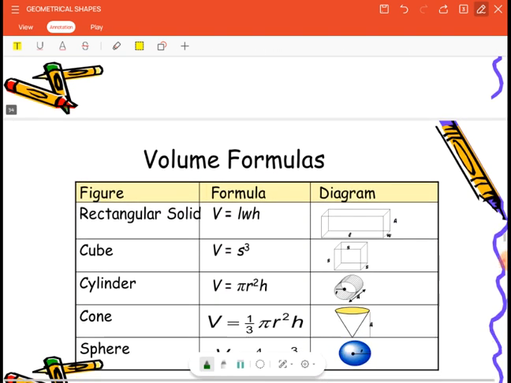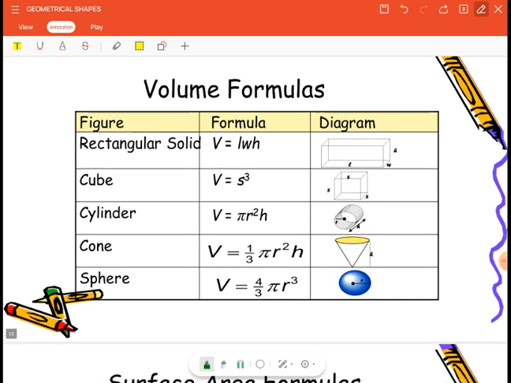Okay? Ito naman yung common volume formulas. For the rectangular solid, we have the length times width times height. For the cube is s raised to 3, no? Kung area yan, that is s raised to 2, di ba? Squared. So, cylinder is pi r squared times the height. Ang cone naman ay 1/3 times the pi r squared times height. Yung sphere naman is 4/3 pi r cube.